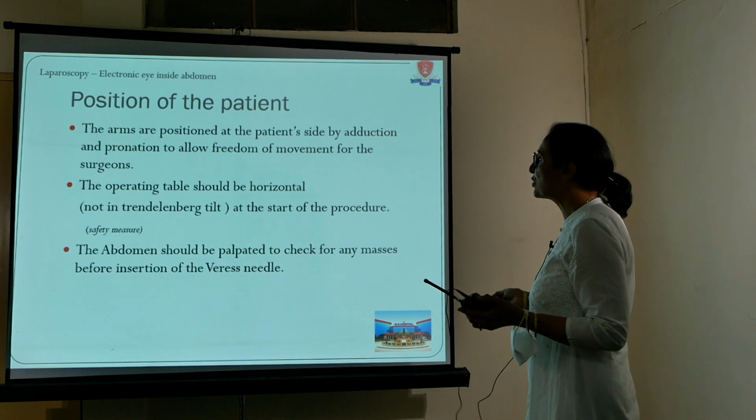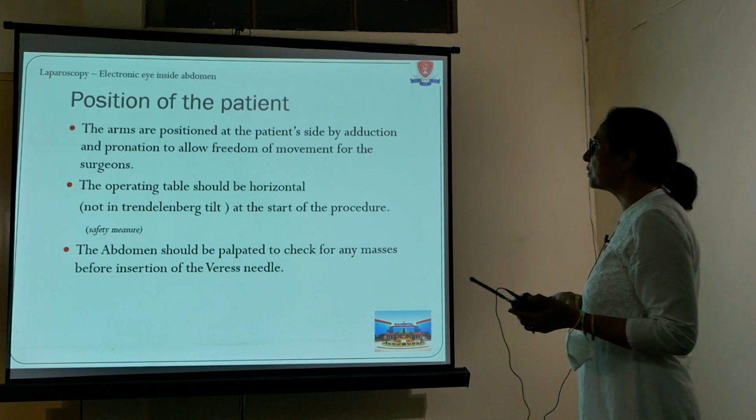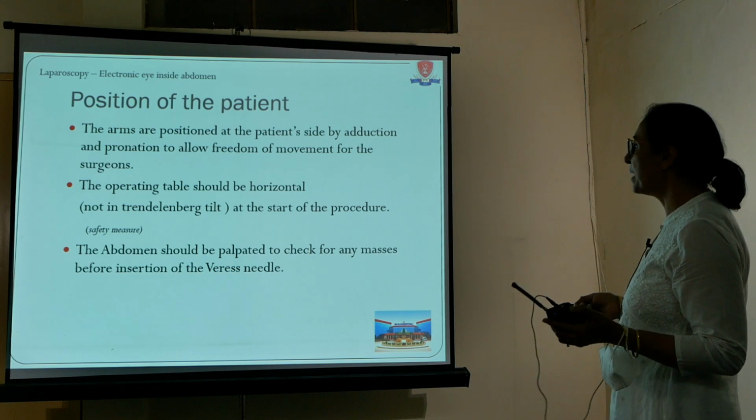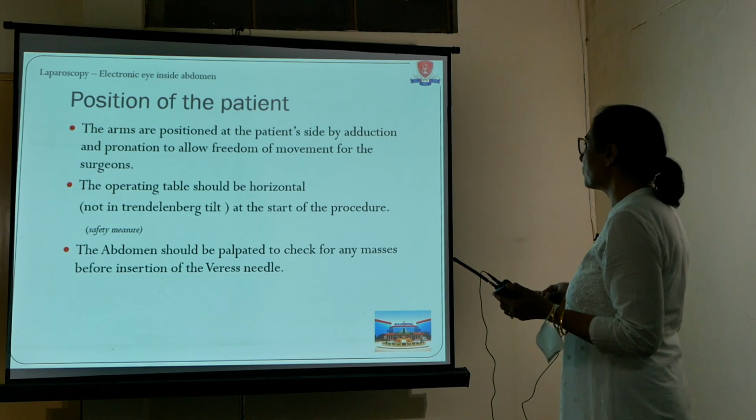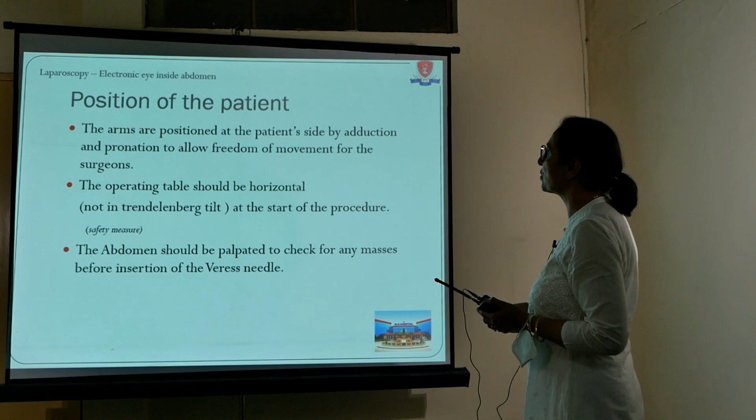The operating table should be horizontal at the start of the procedure, and the abdomen should be palpated to check for any masses before insertion of the VERESS needle.